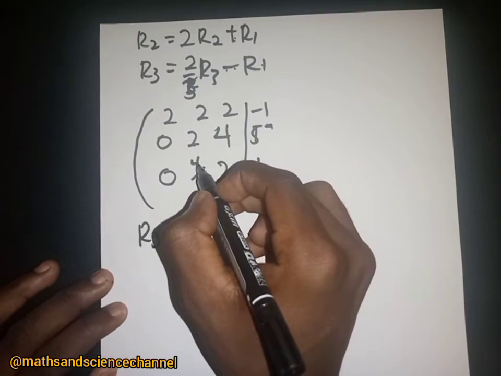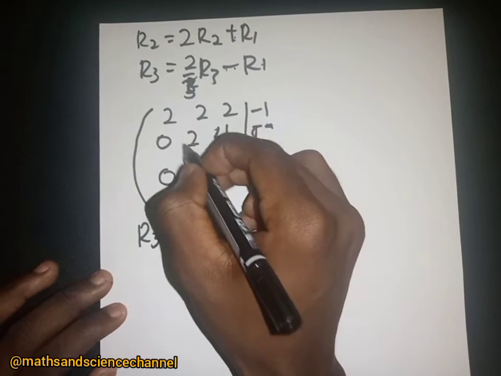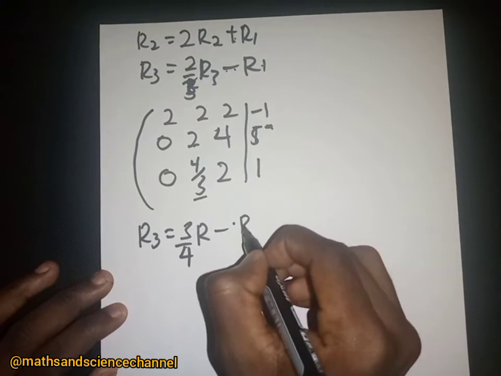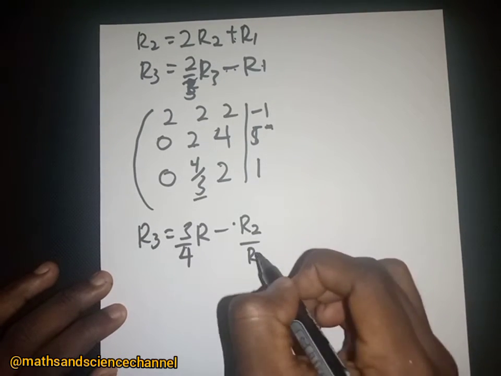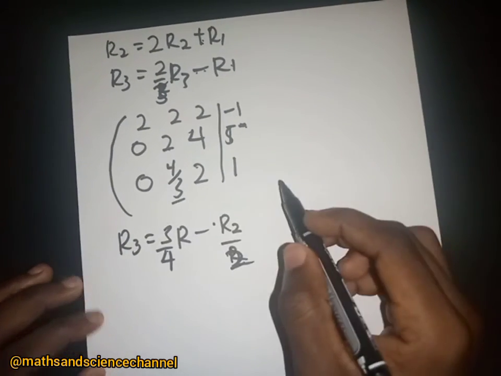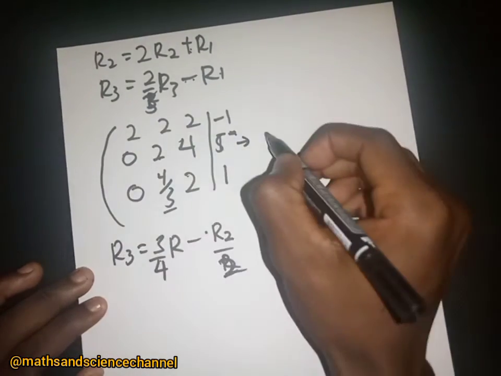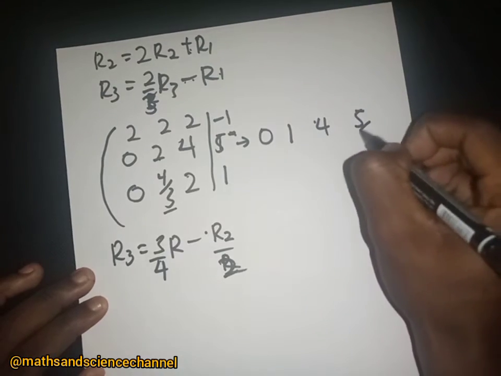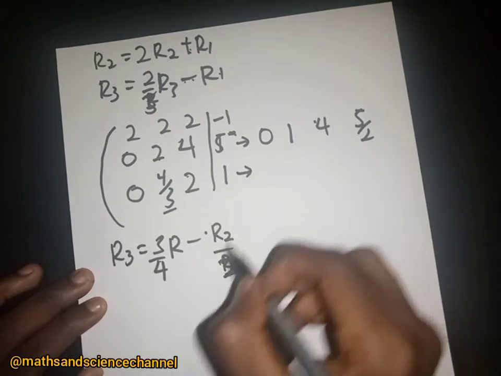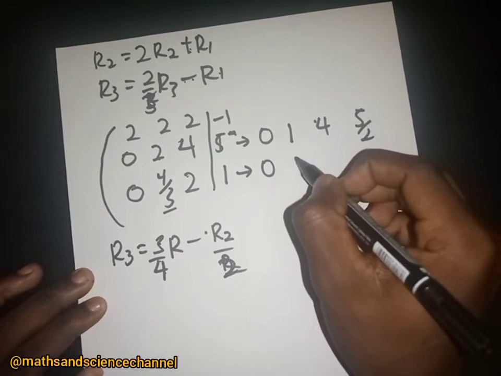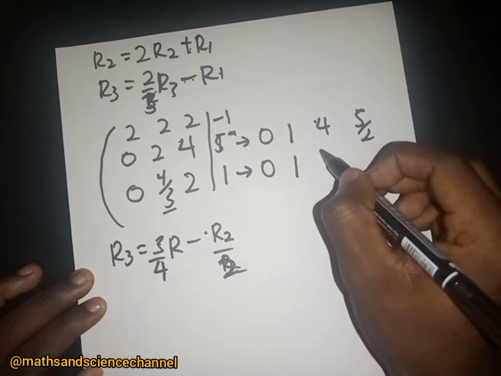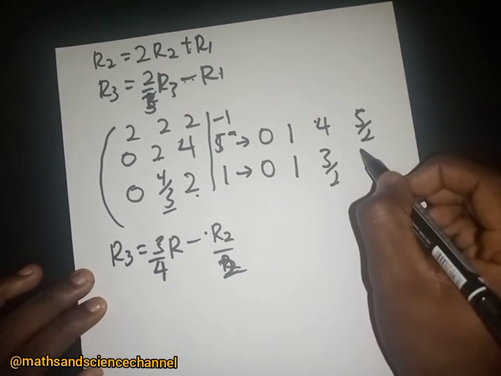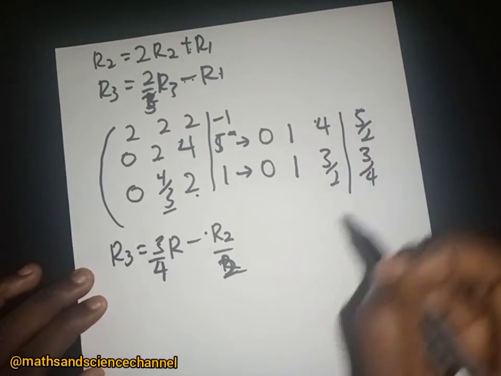Then if we have 1 here and we have 2 here, how can we make this equal to that? So we just multiply row 2 through by 2. Multiplying through here by 2, we have 0, we have 1, we have 4, and therefore we have 5 over 2. Multiplying through here by 3 over 4, then we have 0, we have 1, then we have just 3 over 2 for this side, then we have just 3 over 4 for that side.